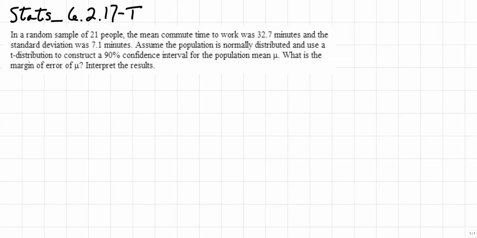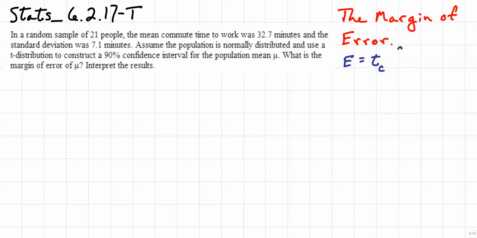Interpret the results. When we look at this particular problem, when we're creating a confidence interval, we are going to generate the margin of error at the same time. We're going to use the following formula for error. Error, or E, is equal to t sub c, which is our critical t value, times the standard deviation divided by the square root of the number of data values, n.